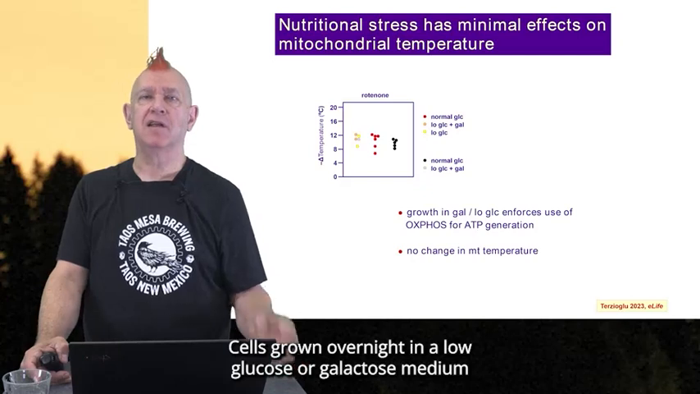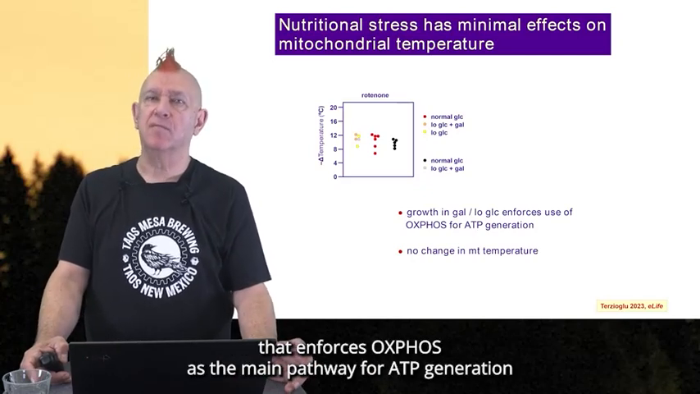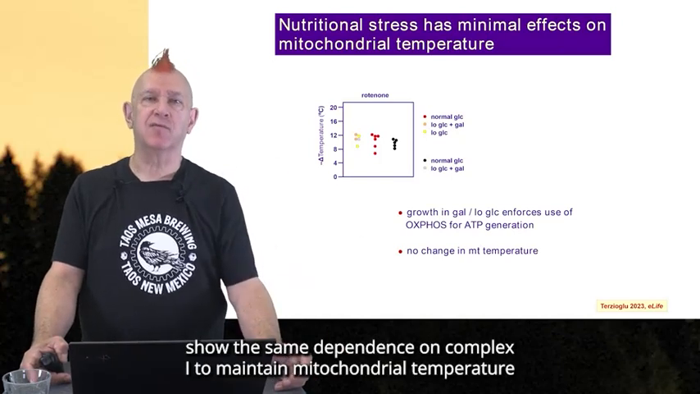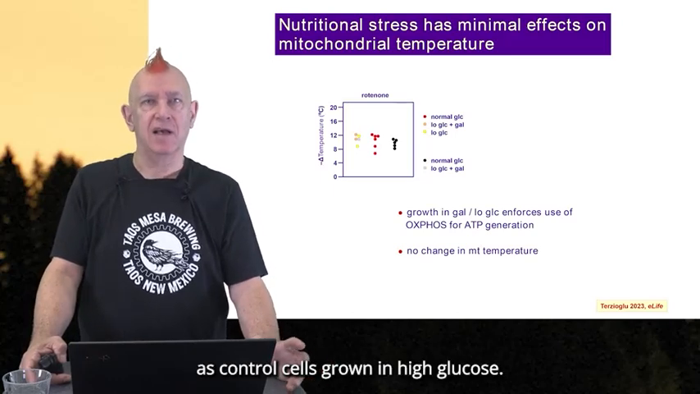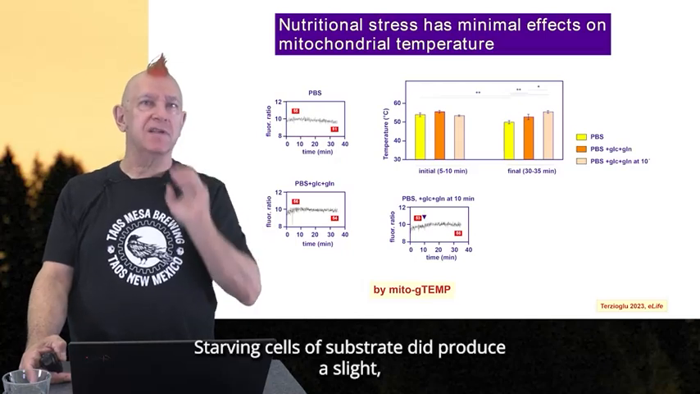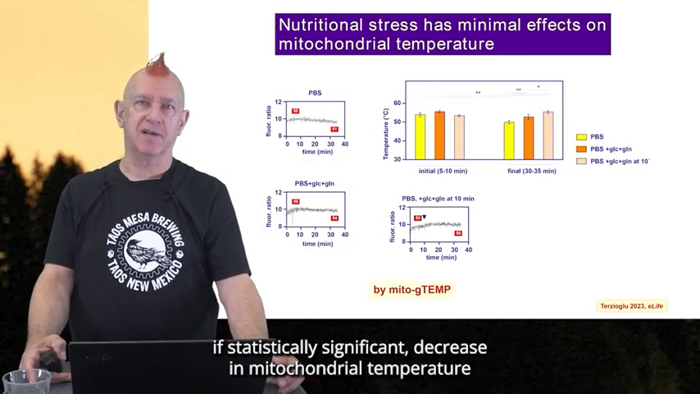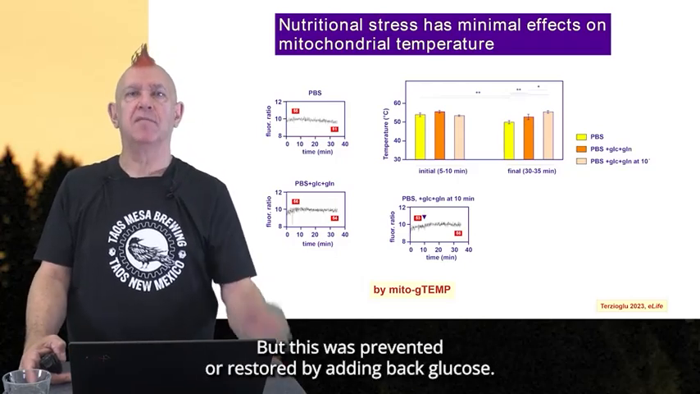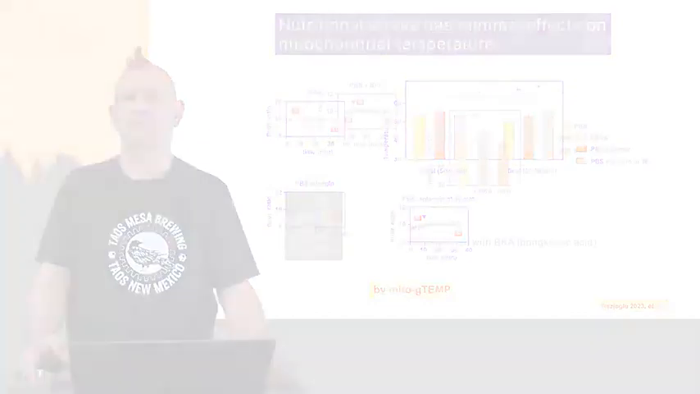Cells grown overnight in a low glucose or galactose medium that enforces OXPHOS as the main pathway for ATP generation show the same dependence on complex 1 to maintain mitochondrial temperature as control cells grown in high glucose. Starving cells of substrate did produce a slight, if statistically significant, decrease in mitochondrial temperature of a couple of degrees, at least after 30 minutes or so. But this was prevented or restored by adding back glucose.